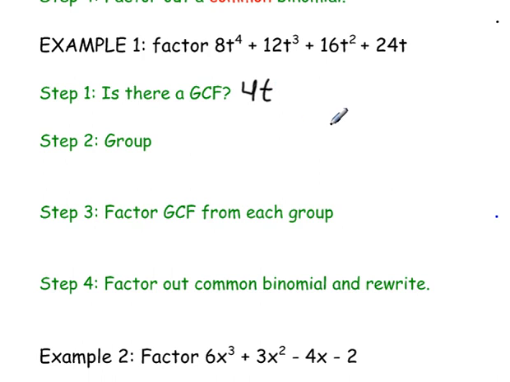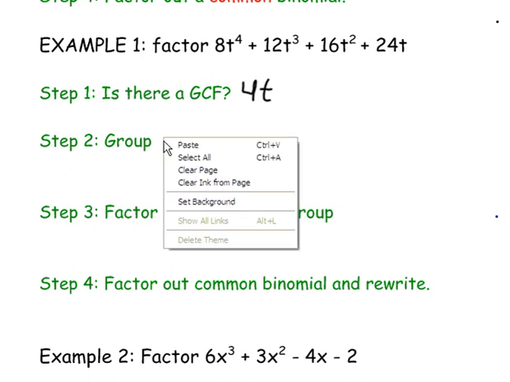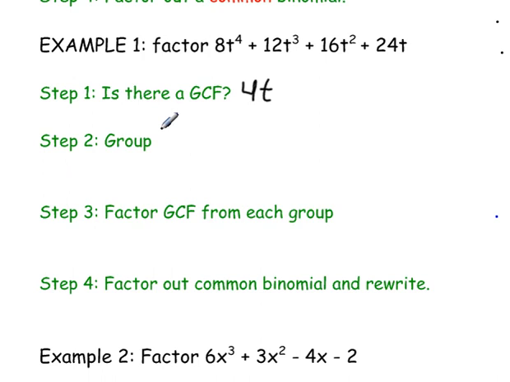Okay, next step. We're going to group. I'm going to look at what remains after I factor out a 4t from each one of those. So I have 4t, and I'll use a big bracket here. 4 factored out of 8 is 2. t factored out of t to the fourth leaves us with t to the third. 4 factored out of 12 is plus 3. And t factored out of t cubed leaves us with t squared.